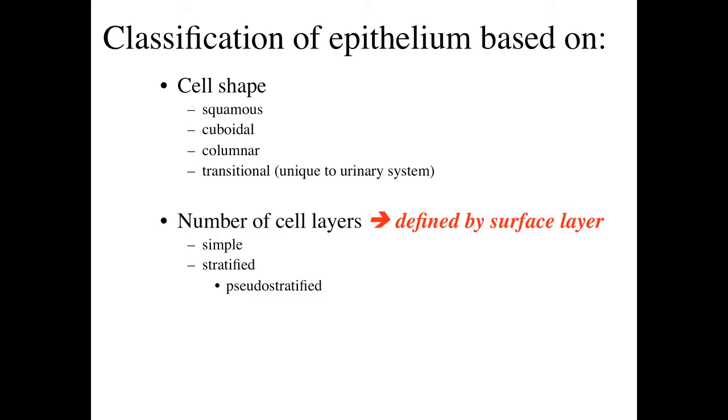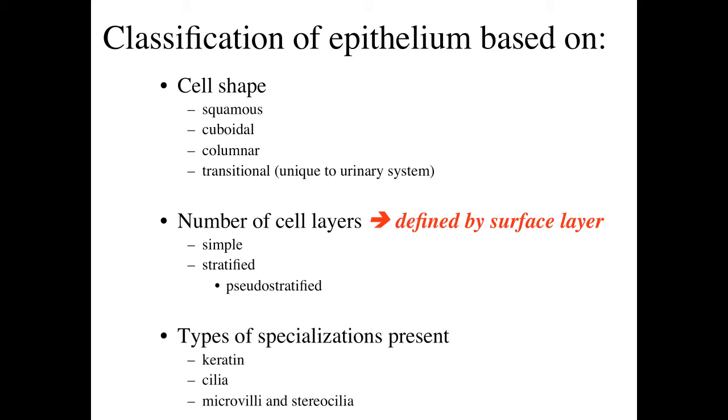We can also define epithelium by the number of cell layers. So we can talk about a simple epithelium or a stratified epithelium. And here we're going to define the epithelium by the shape of the surface layer of cells. So we can also talk about a pseudo-stratified epithelium, and we'll come back and talk about that in a few minutes. So not only can you define epithelium by the cell shape, but you can define epithelium by the number of cell layers in the epithelium.